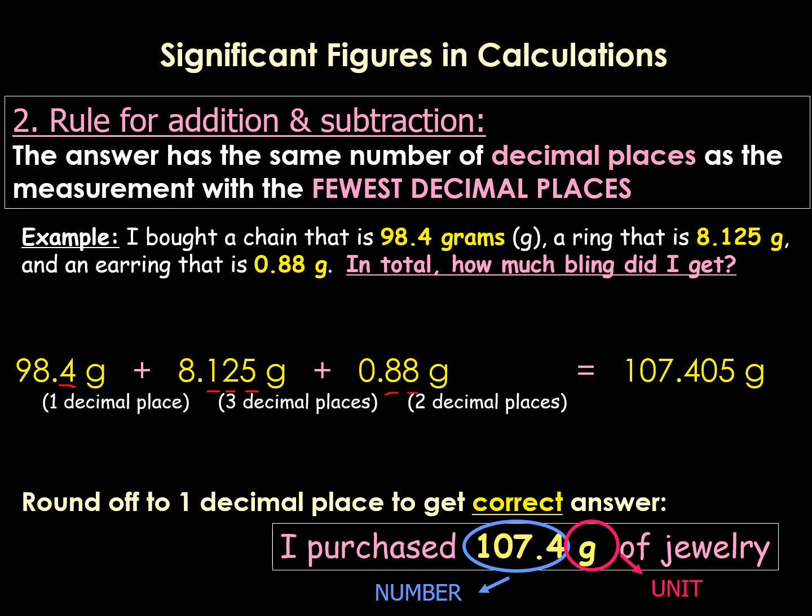So when you add up all these numbers, you get 107.405. However, if we look at the question, the one with the least decimal places, 98.4, is 1 decimal place. Therefore, your answer should have 1 decimal place as well. So the answer will be 107.4.